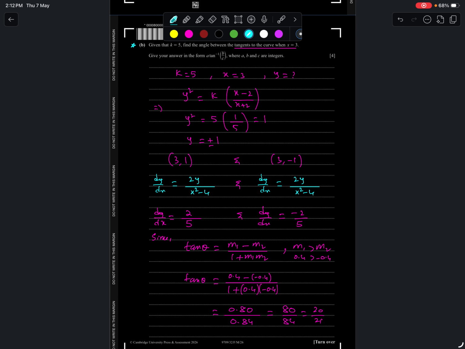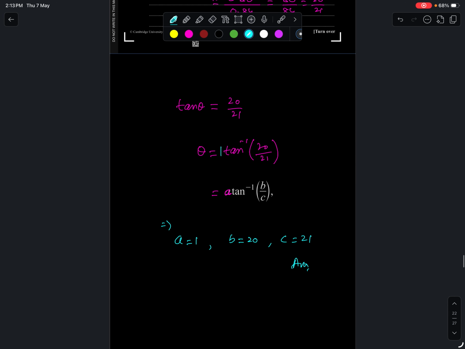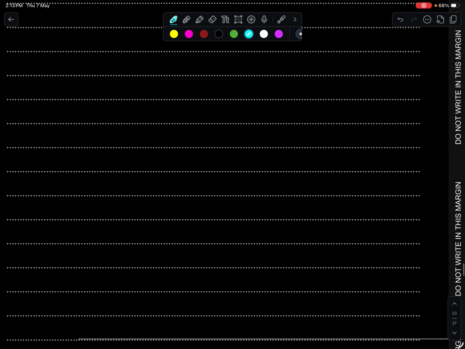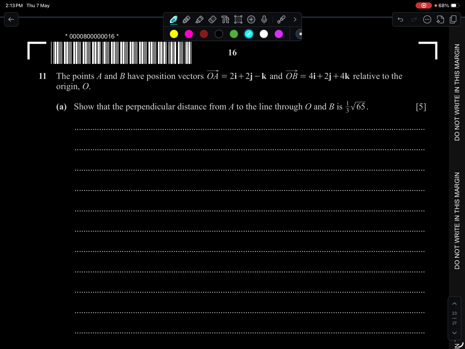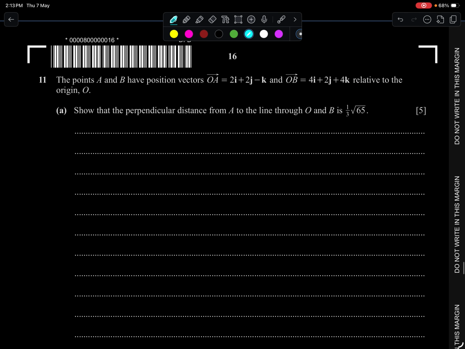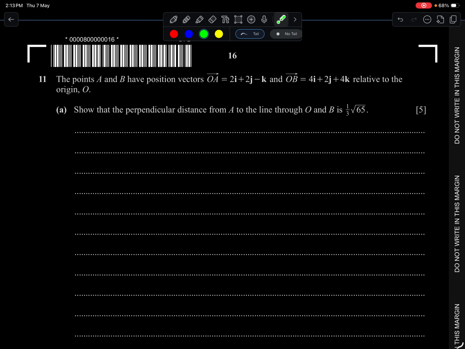Finally, the last question. The last question is of vectors. I will make a lecture on vectors questions, inshallah, soon, most probably on this weekend. The points A and B have position vectors this and this. Show that perpendicular distance from A to line OB is this.